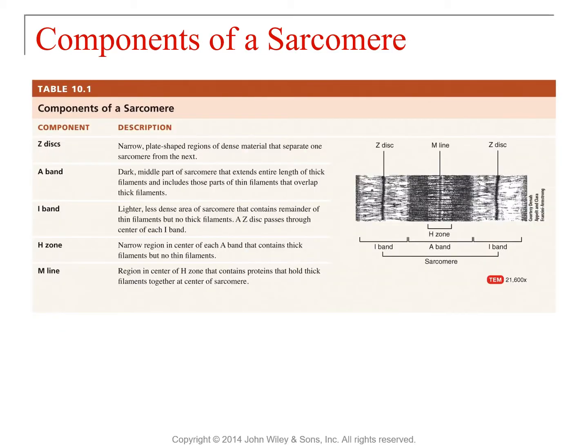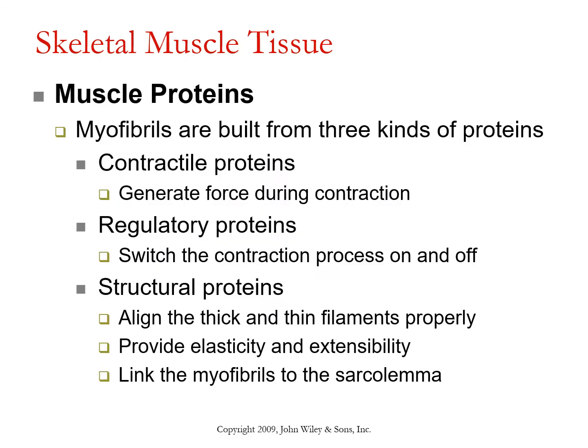So this table summarizes the components of the sarcomere and also provides a lovely micrograph on the right, where you have your A bands creating the darker regions within the myofibrils and the adjacent I bands created by the thin filaments. And if you squint, hopefully you can see the repeating light and dark bands that create the striations. The contractile organelles, the myofibrils, are built from three kinds of muscle proteins.